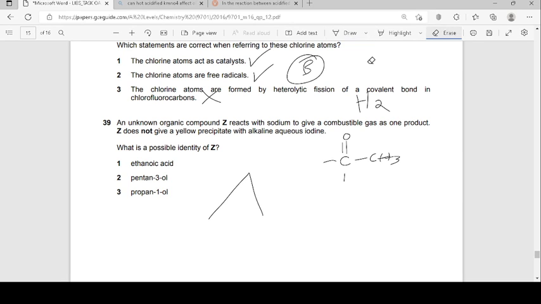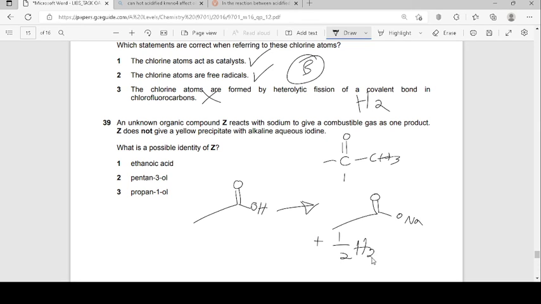So what is the possible identity of C? So let me see. But first I'll check out ethanoic acid, whatever pronunciation it is. So that will react with sodium to give me ONa. That's right. And that becomes half H2. So that could be possible. And does it give a yellow precipitate with alkaline aqueous iodine? No, it doesn't. It doesn't.